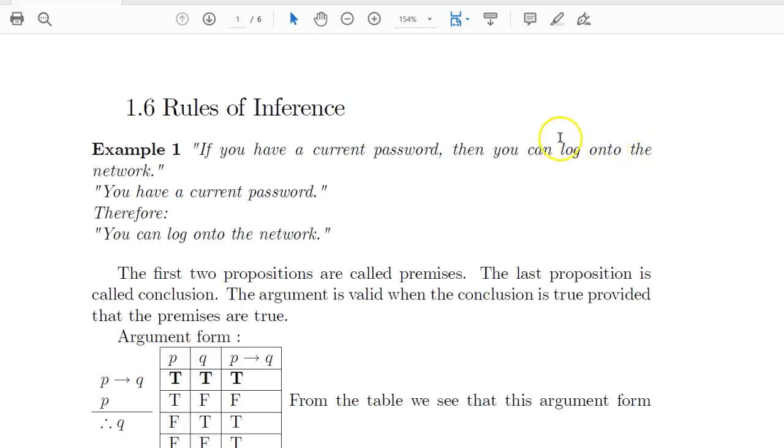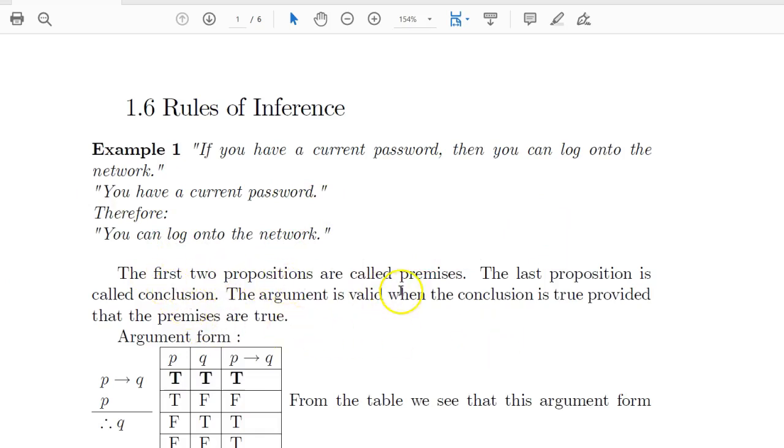Section 1.6 Rules of Inference. We consider this example. If you have a current password, then you can log onto the network. You have a current password, therefore you can log onto the network.